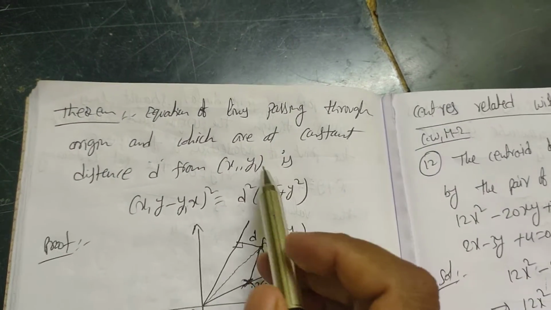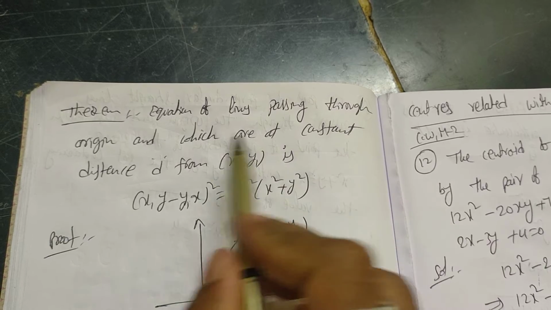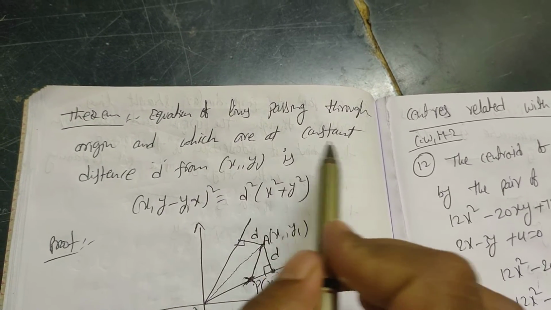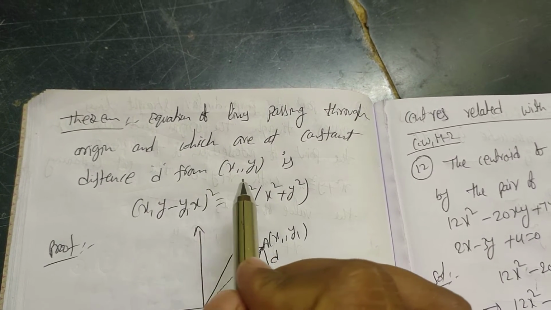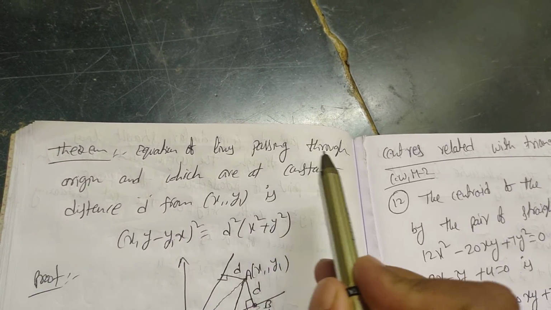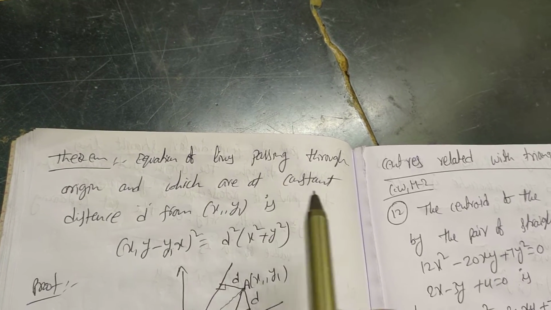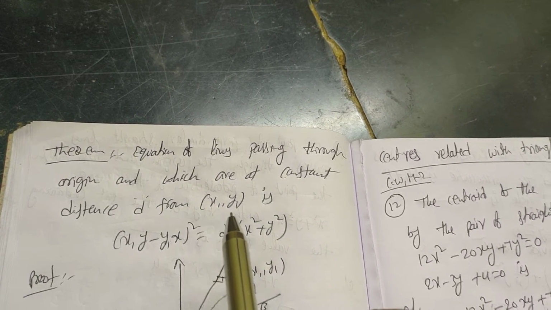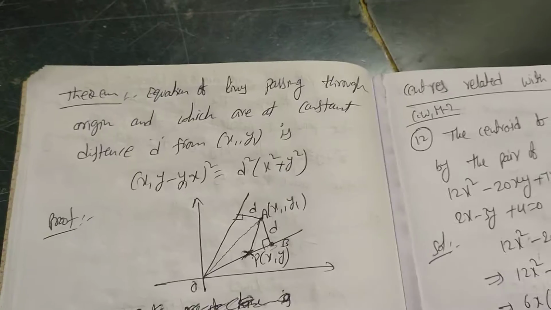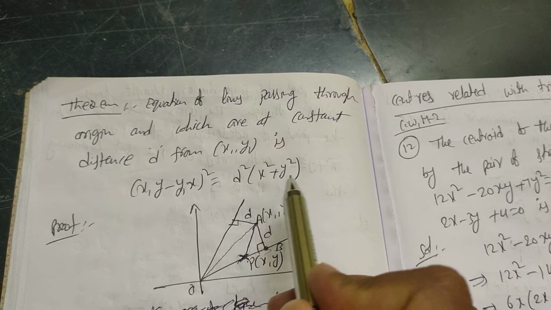My dear students, our next theorem is the equation of lines passing through the origin and which are at a constant distance d from (x1, y1). The required equation is (x1y - y1x)² = d²(x² + y²).